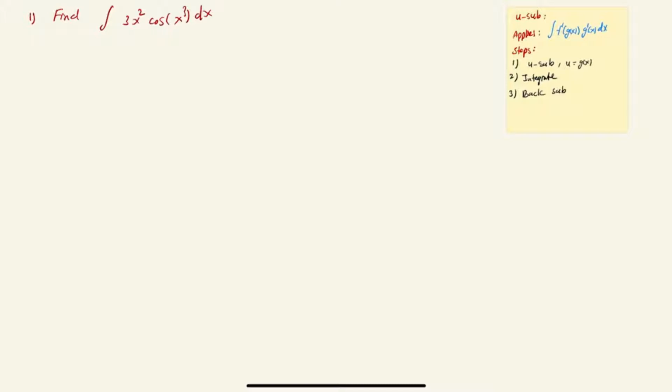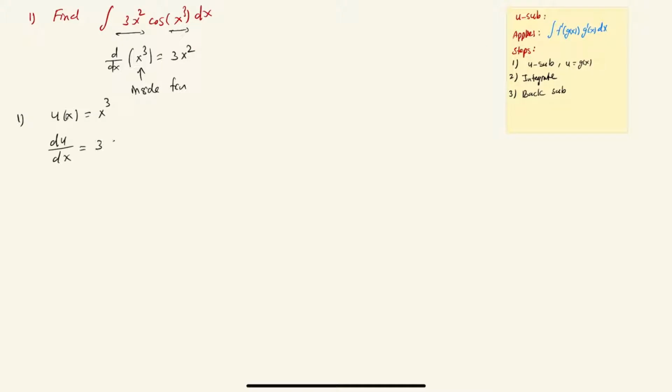Notice in here we can see a relationship between x cubed and 3x squared. When we take the derivative of x cubed, it's gonna be equal to 3x squared, which is found in the function. Therefore, x cubed is gonna be our inside function. The first step, I'm gonna assign x cubed to u. And then du over dx, the derivative of u, is gonna be equal to 3x squared.